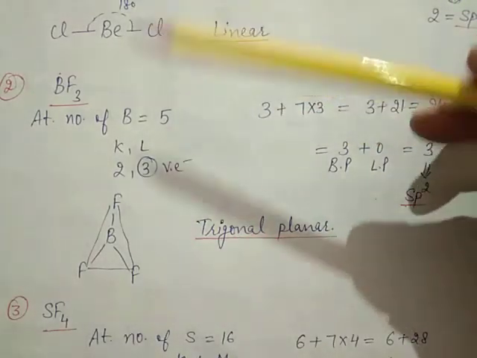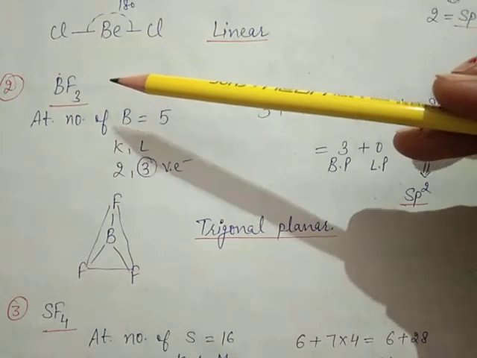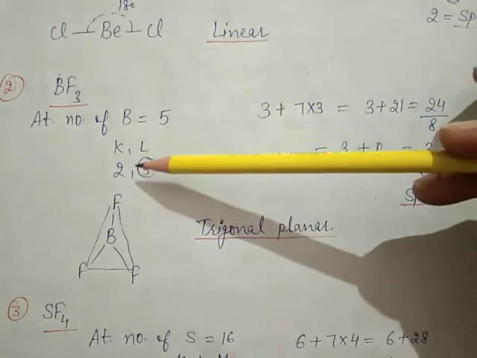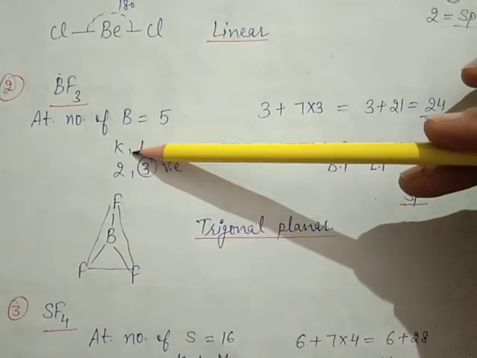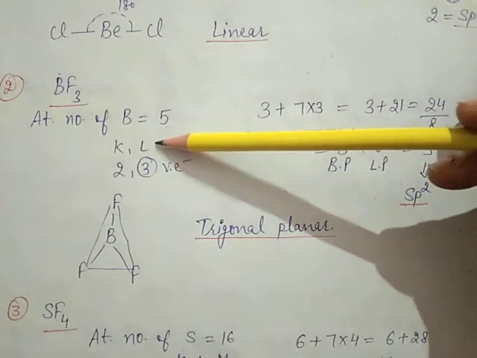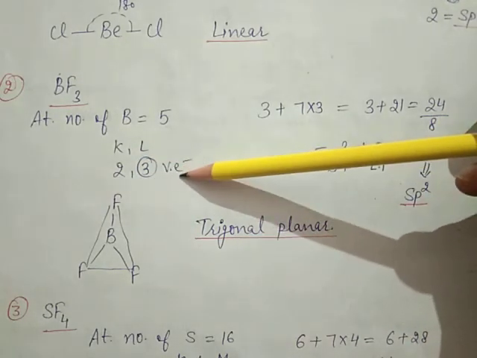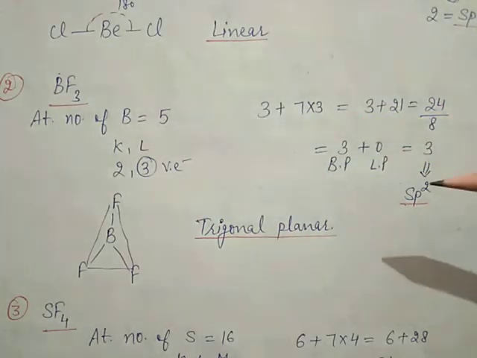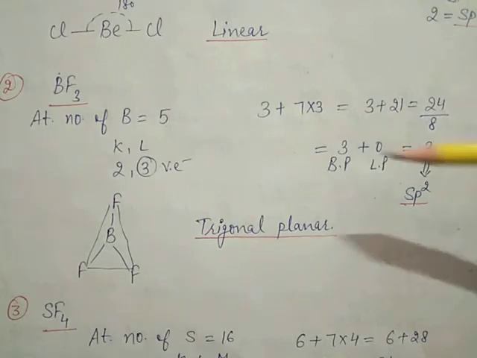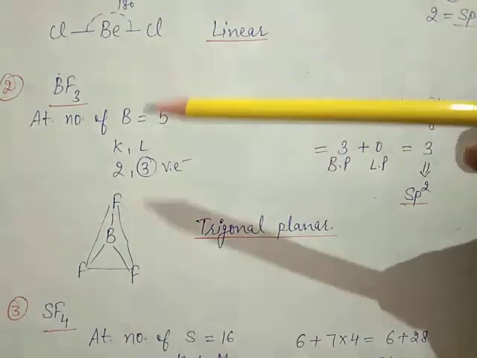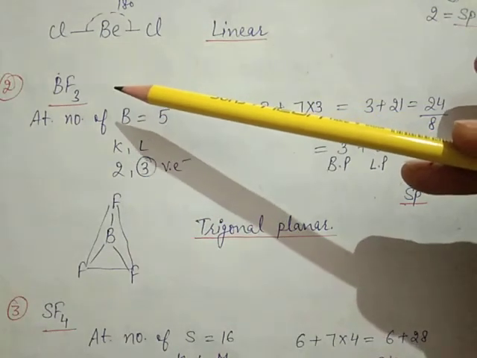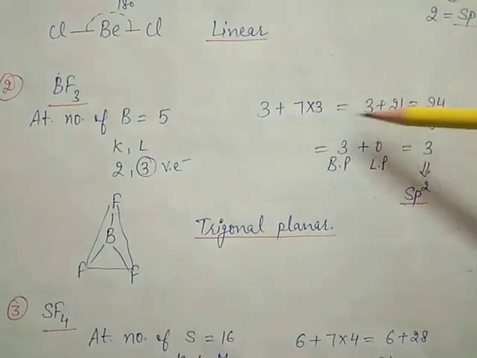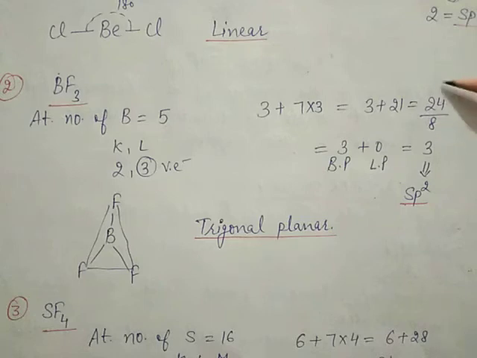Look at this example, the BF3 molecule. Atomic number of boron is equal to 5. Distribution in K and L shell: 2 electrons present in K shell and 3 electrons present in L shell. So the total number of valence electrons is equal to 3. Then with the help of the trick, we have to find out bond pair and lone pair. This is 3 plus, how many valence electrons are present in a fluorine atom? 7, multiplied by 3. That is 3 plus 21, equal to 24.